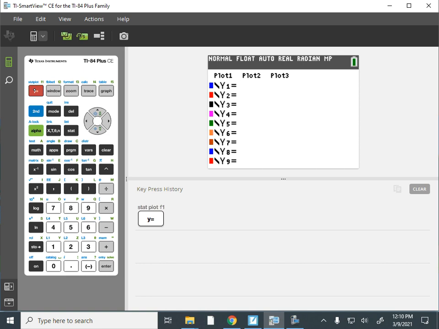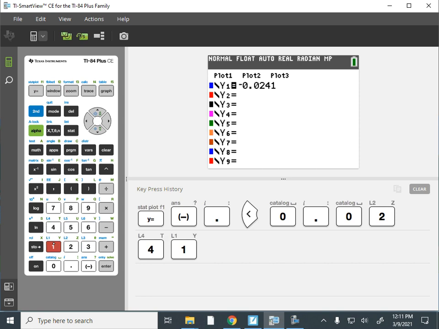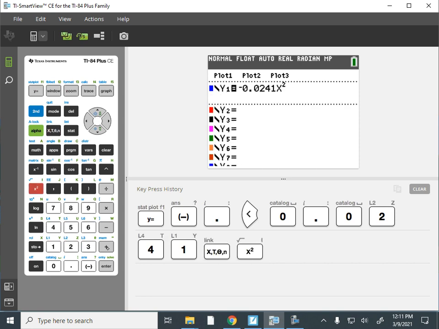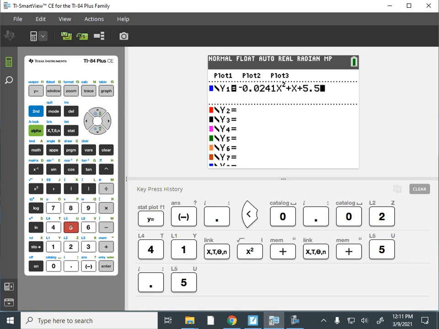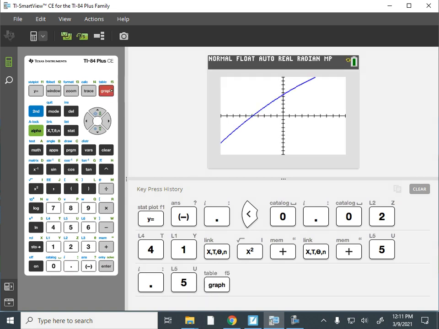When we plug our equation in, it is negative 0.0241 x squared plus x plus 5.5. And then you notice when we graph, we don't see the whole thing. So you change the window.